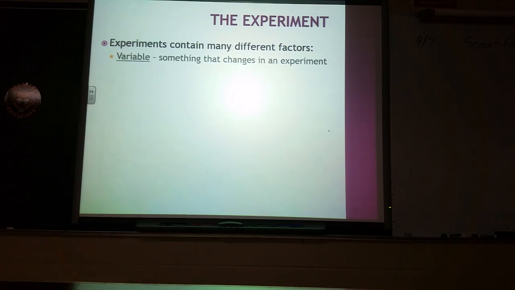Variables is one of the important ones. A variable is something that changes. But when we're doing an experiment, we have to be careful not to have too many variables. If we change everything from one rocket design to another and it flies better, we won't really know what part of that made the biggest impact.